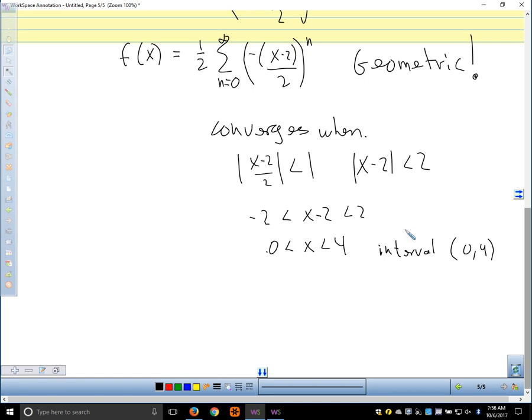So what we're going to do next time is, one, we're going to exploit this geometric series thing, and we're going to use integration and differentiation to find new power series. So this is a power series for 1 over x. We could integrate that to get a power series for natural log x, for example.